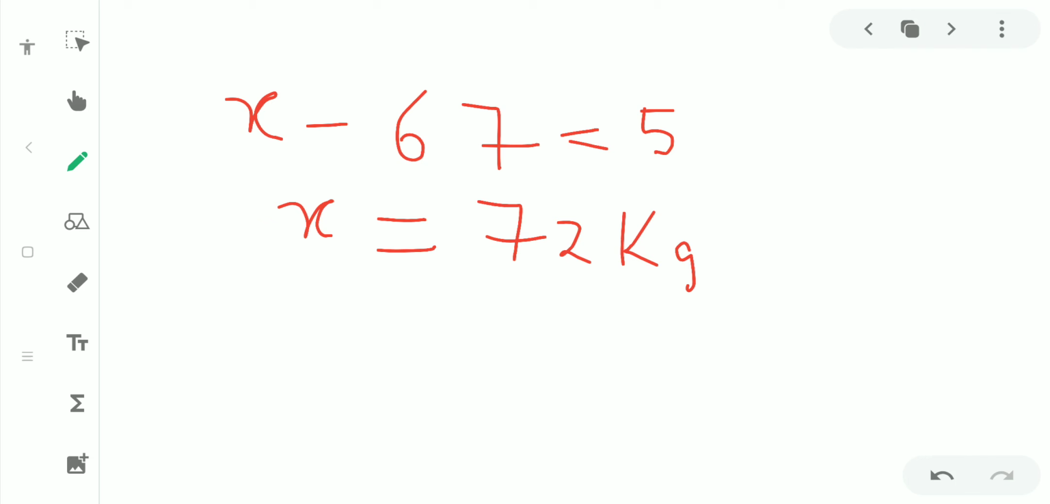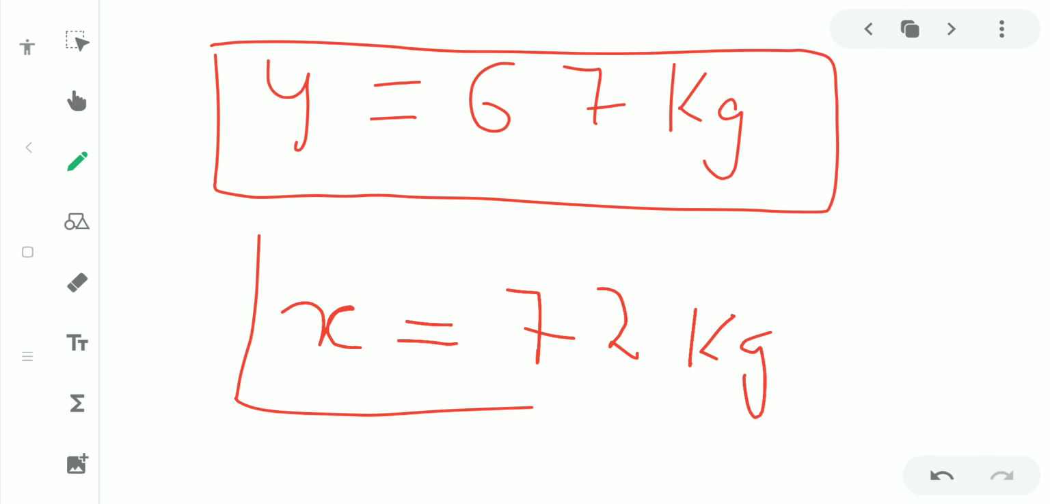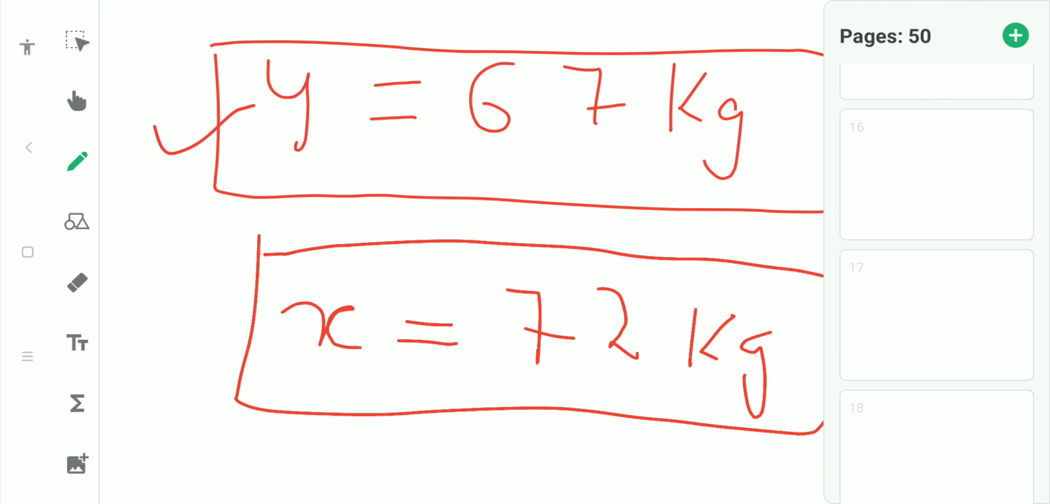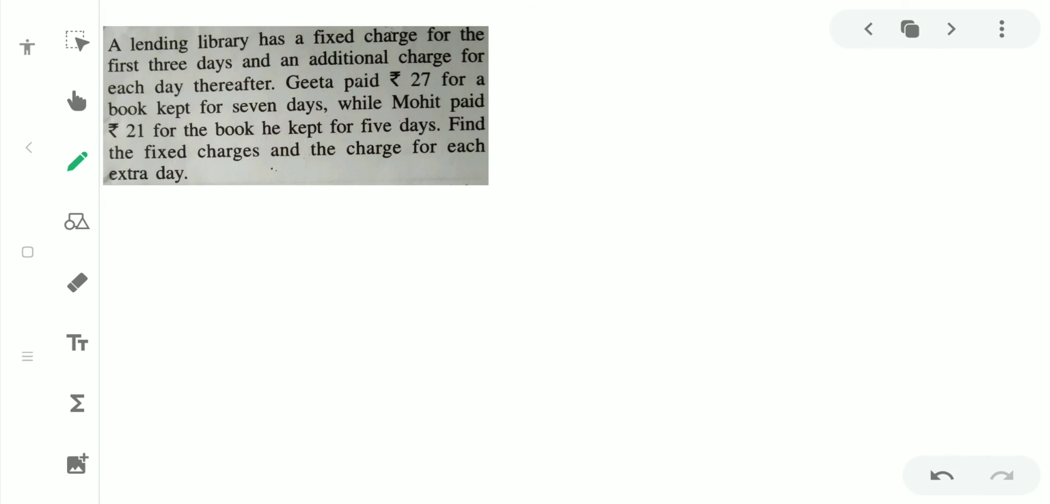kilograms. So now we got the value of y as well as x. So Mr. Ahuja weighs 72 kg before the course and Mrs. Ahuja weighs 67 kg before the dieting course. So let us go to the third question. The question is on your screen.